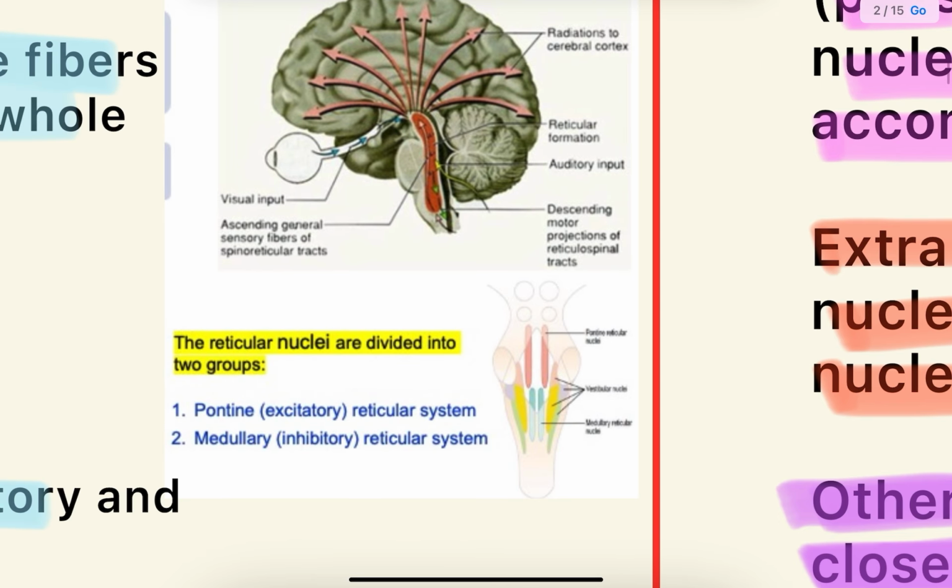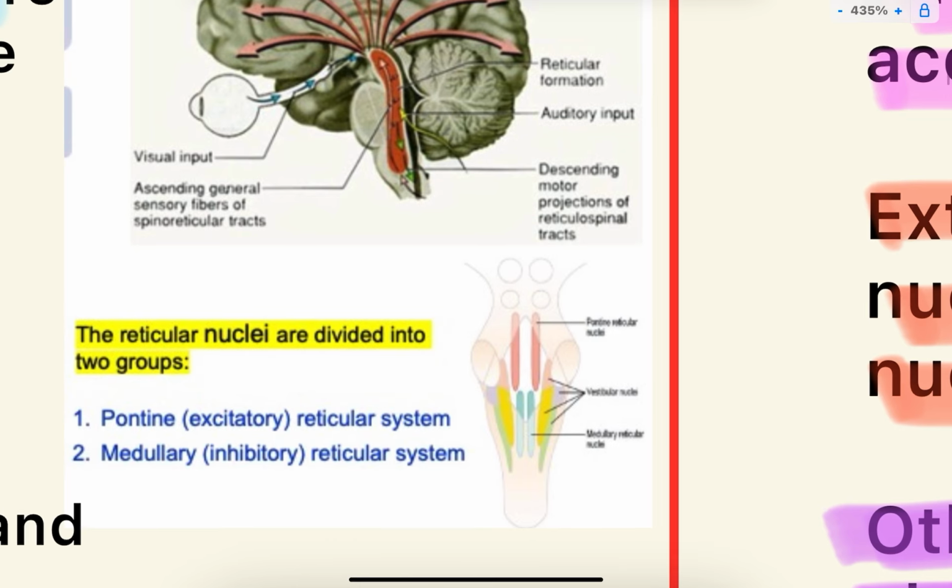And this is how it will look. This is the pontine, and this is the medullary. The pontine, which is excitatory, and the medullary, which is inhibitory.